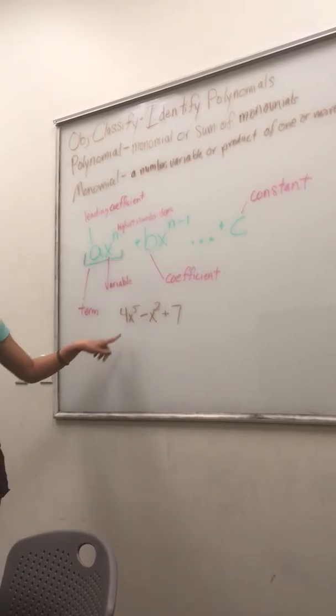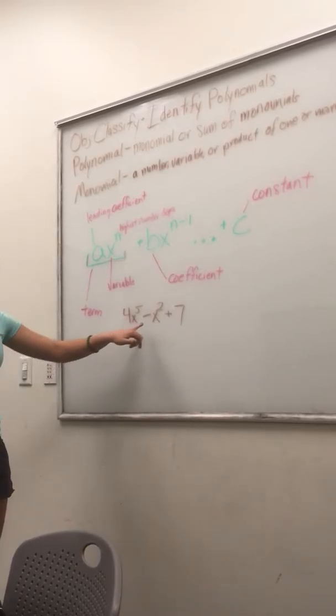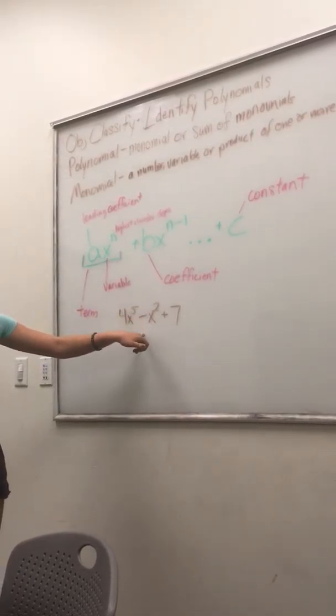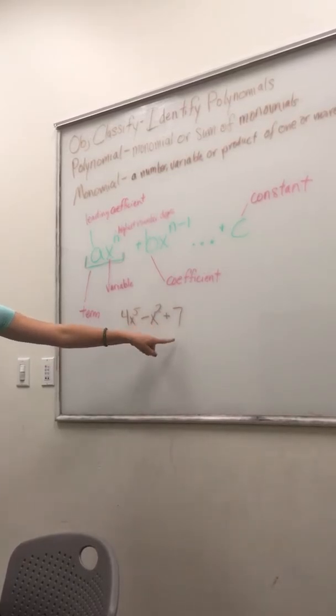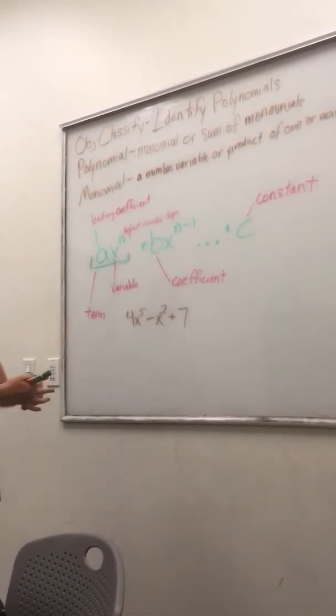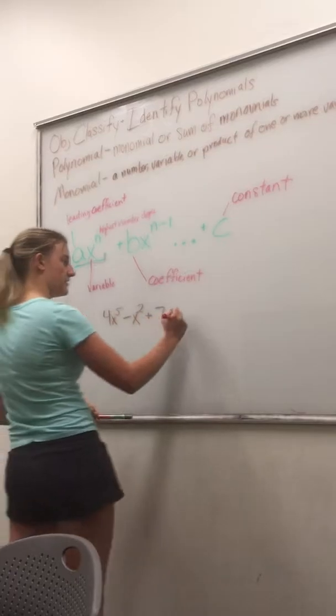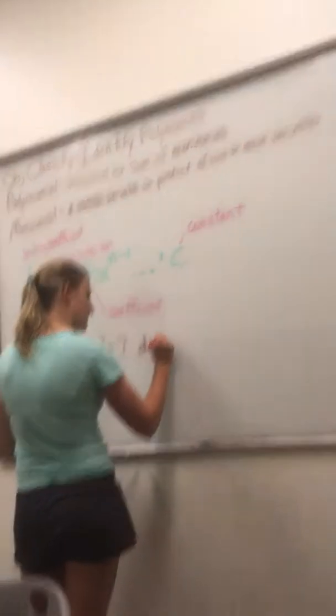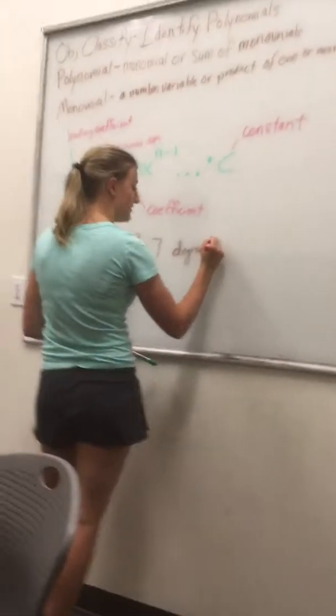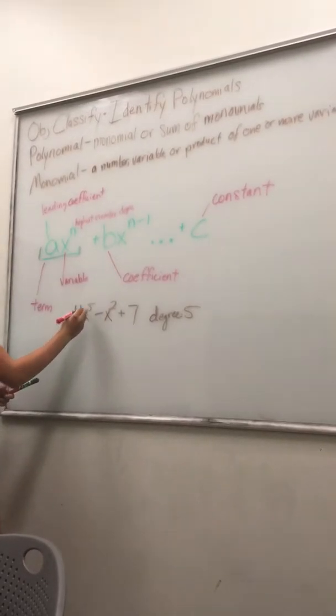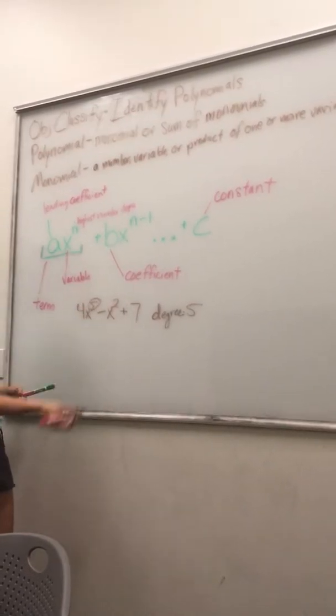leading coefficient would be 4, the middle coefficient will be -1, the constant would be 7, and the degree of the whole thing would be 5, because that is the largest degree of the whole thing.